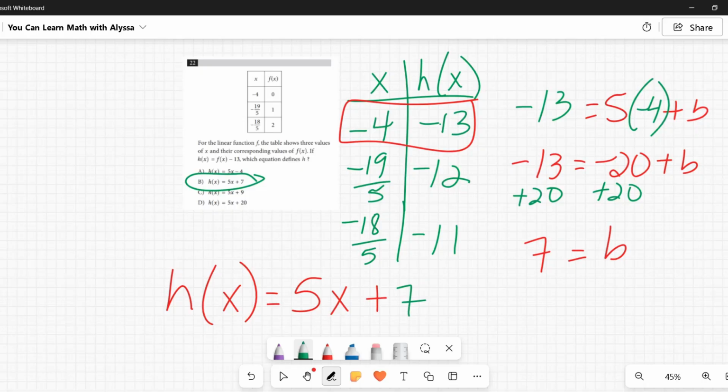I don't think you can use a graphing calculator to easily solve this. I think this is definitely one where you're going to have to use some of these techniques. But yeah, there's multiple ways you can do it. All are valid. Just do whatever makes the most sense to you.